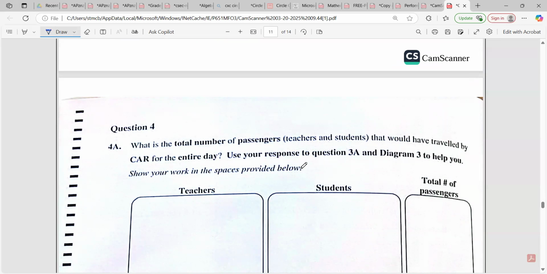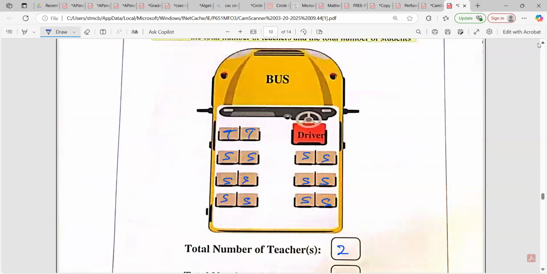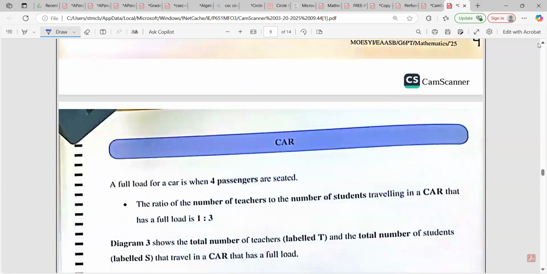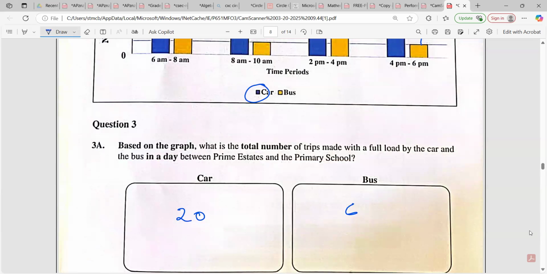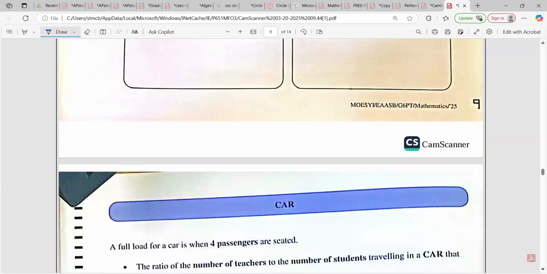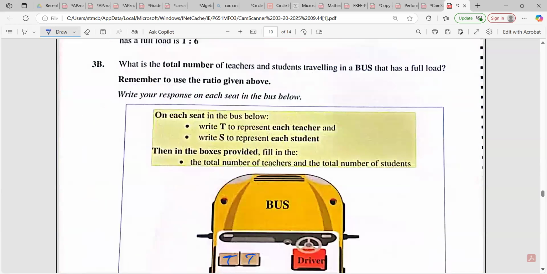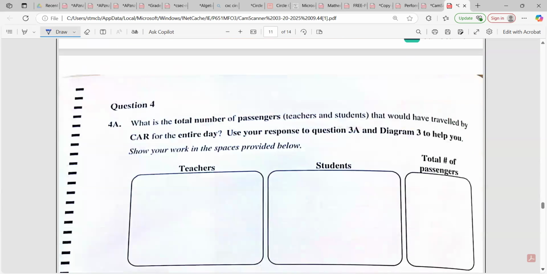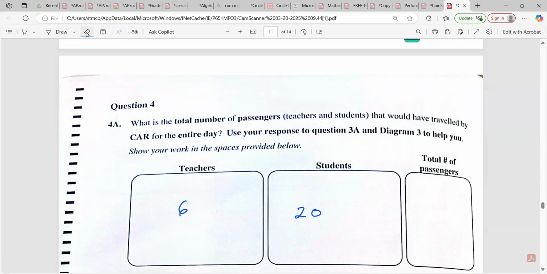Use your response to question 3A and the diagram to help you. Show your working in the space provided. Hold on there. Oh, 3A. All right, so 20 and 6, right? So the number of teachers would have been 6. Number of students, 20. No, that's the trip. Oh, shoot. Let me make some space.